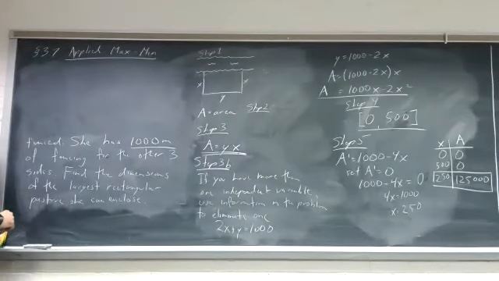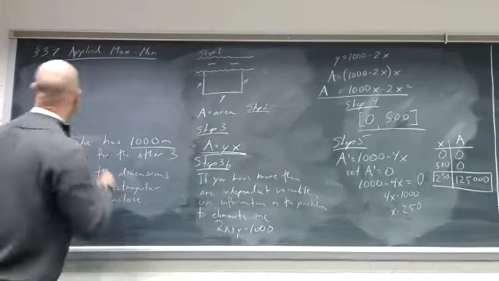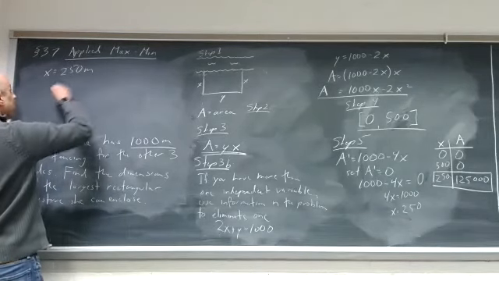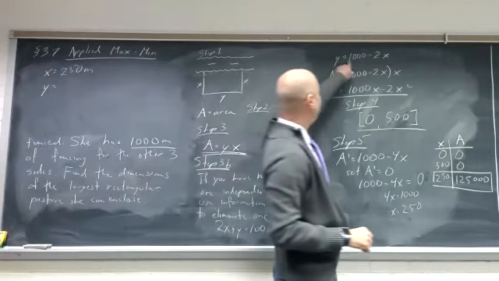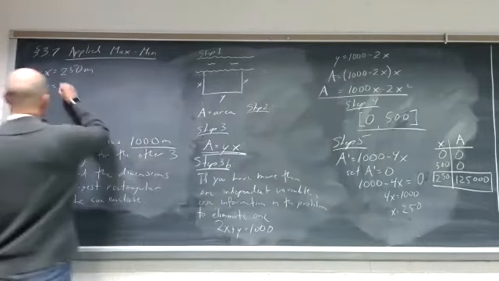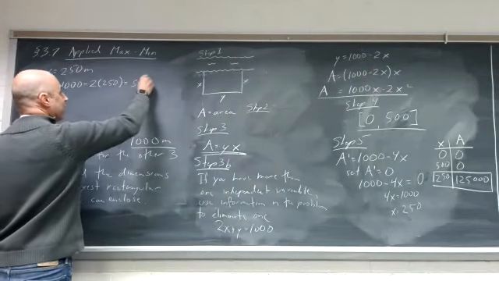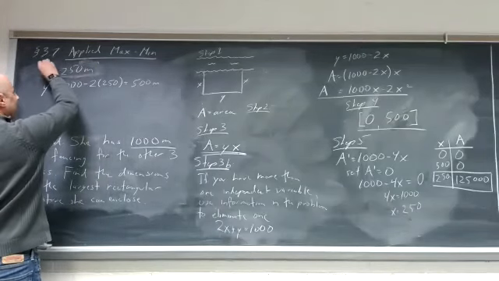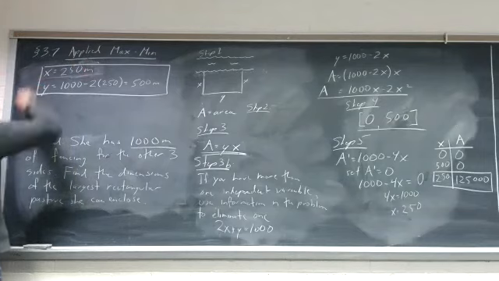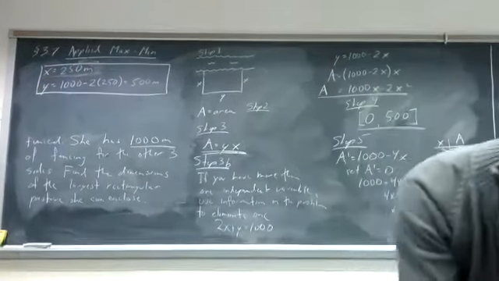So again, I asked for the dimensions, the length and the width. X is going to be 250 meters. And Y is going to be, well, we know we can get Y. We have 1,000 minus 2 times 250, 500 meters. So at least this one had a nice answer that has no decimals or anything in there. Don't forget to put units in your answer if there are units in your question. Do you have any questions?